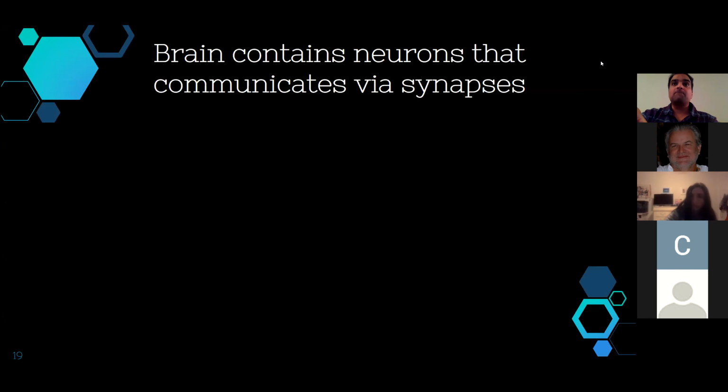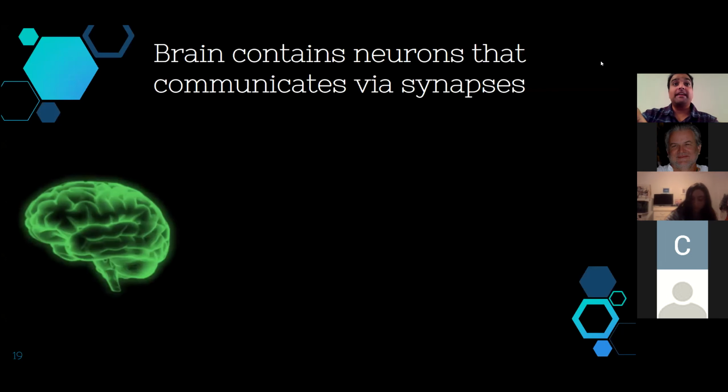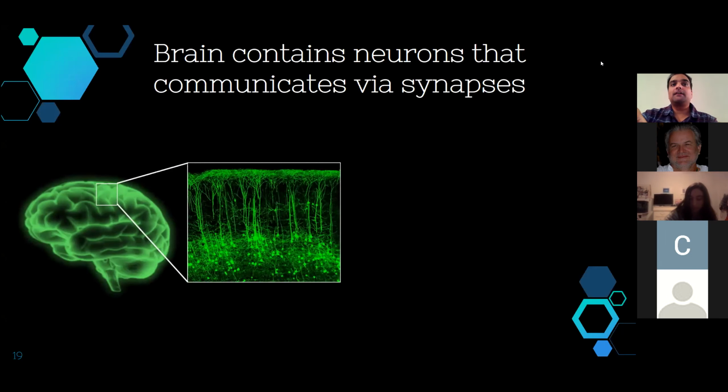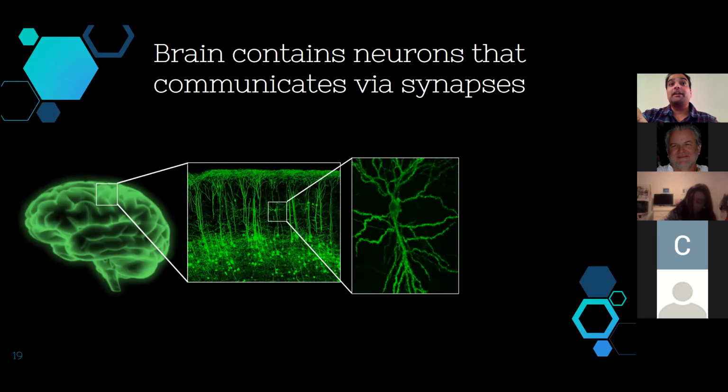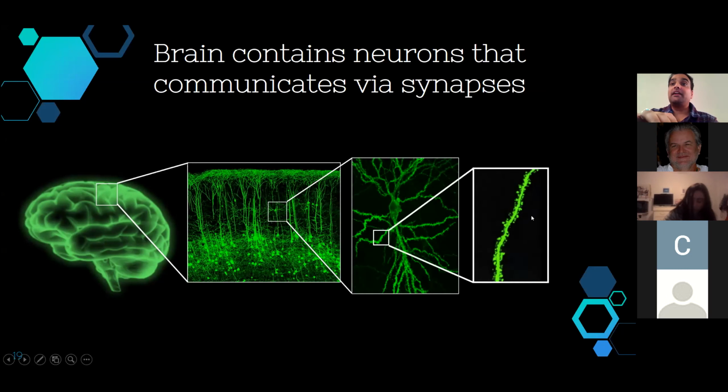So we know that the brain contains a lot of different neurons. This is from a brain region called the visual cortex, and you can see so many different neurons. And if you zoom in further, you can see a particular type of neuron called the pyramidal neuron. These neurons have a very specialized structure, and these little projections are the dendrites. And if you zoom in further, you see the dendritic spines, similar to the image that I showed in the title slide. These thorny projections are called the dendritic spines.